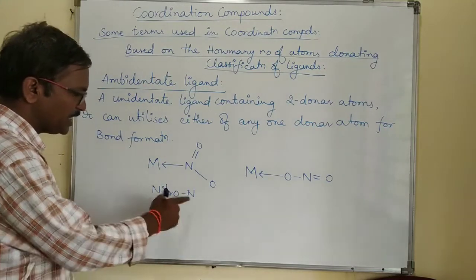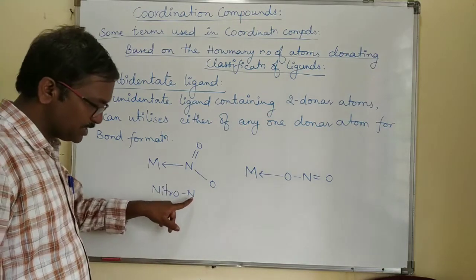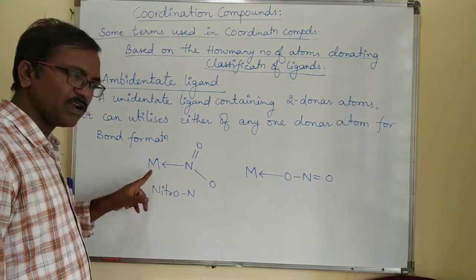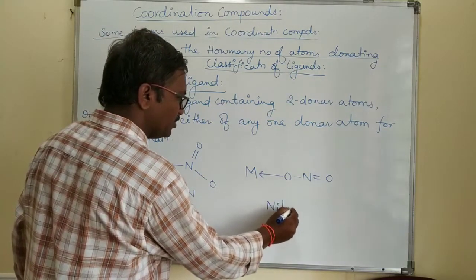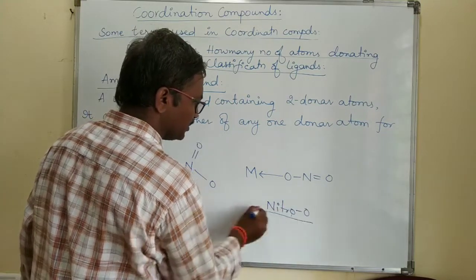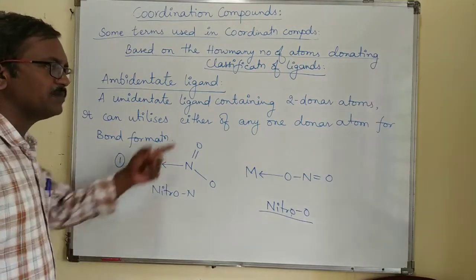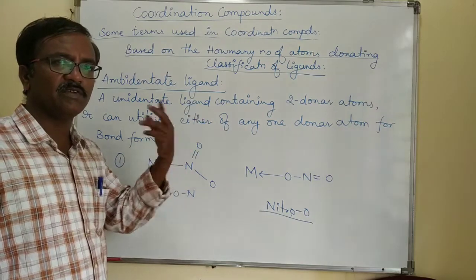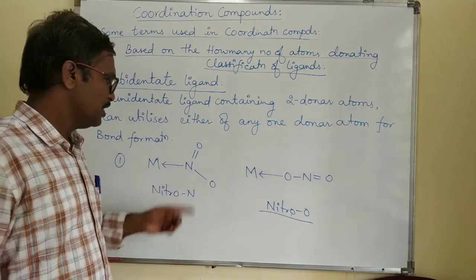So when you are writing this, you have to mention nitro-N, meaning nitrogen is donating the electron pair. In the other, you have to write nitrito-O. This is one example. Several times they ask in the examination: what is an ambidentate ligand? Give an example.